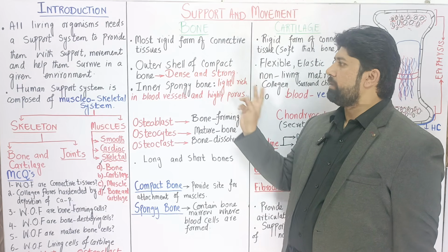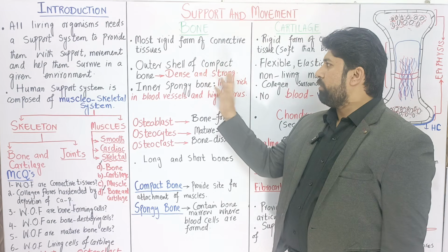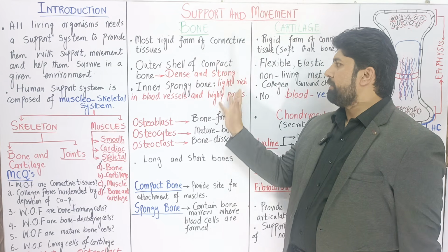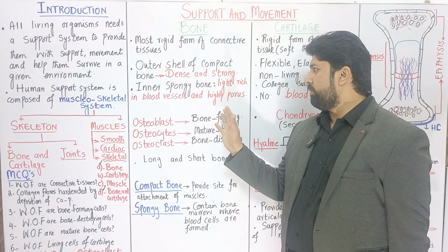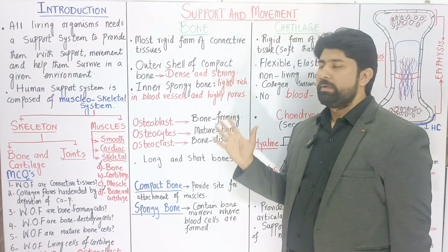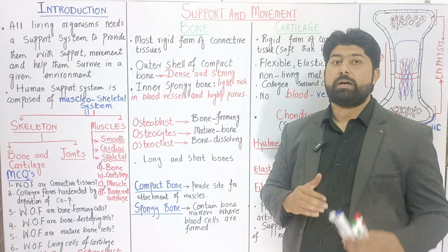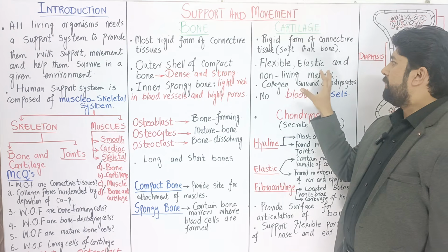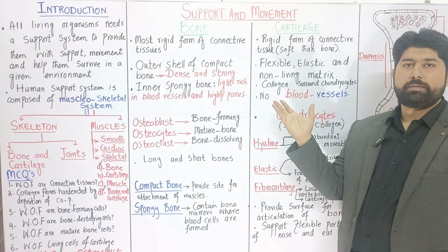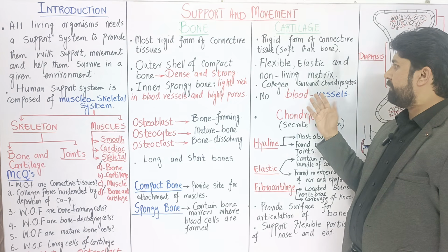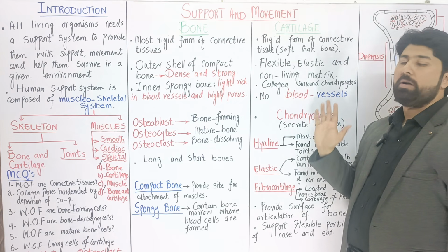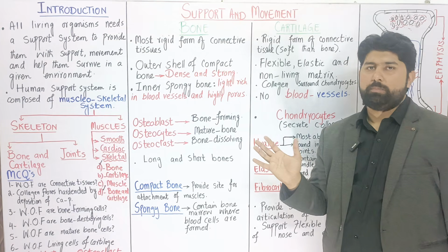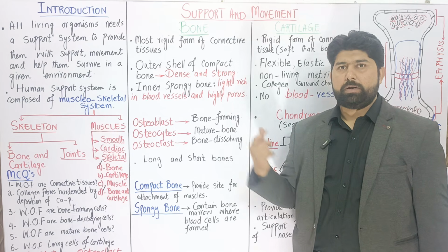Next we have the structure of bone and cartilage. The bone consists of two components. The outer shell of bone is composed of compact bone, which is dense and strong, and the inner spongy bone is light, rich with blood vessels, and highly porous. But in contrast to the bone, the structure of cartilage is a flexible, elastic, non-living matrix, and the collagen surrounds the chondrocytes, which are the cells of cartilage, but there are no blood vessels in cartilage.